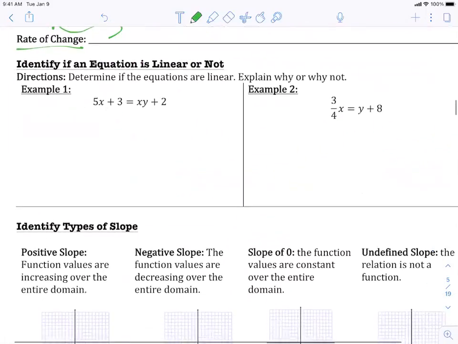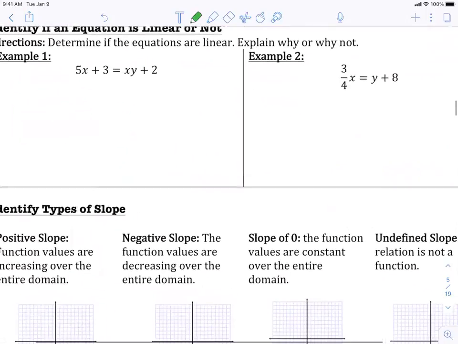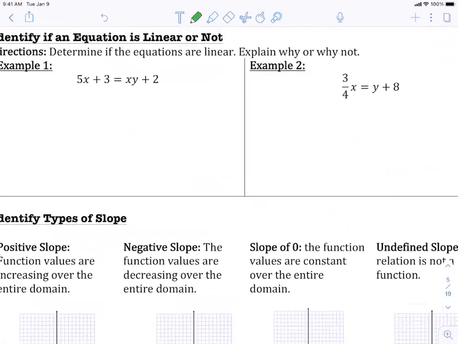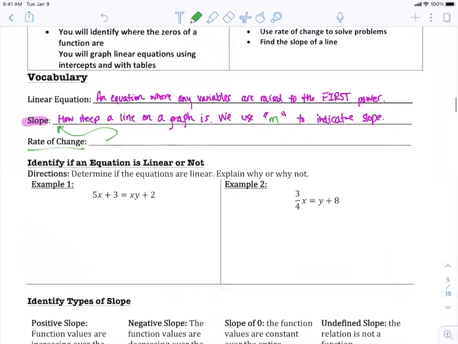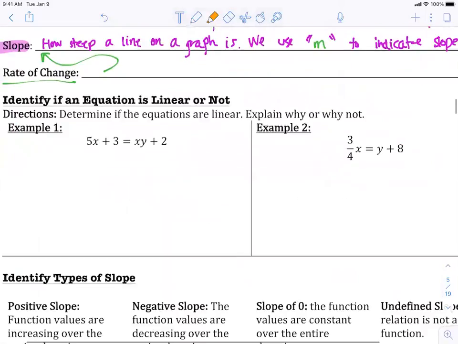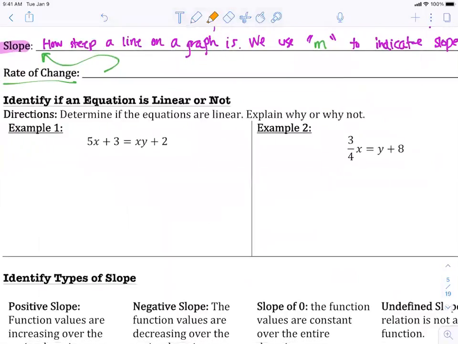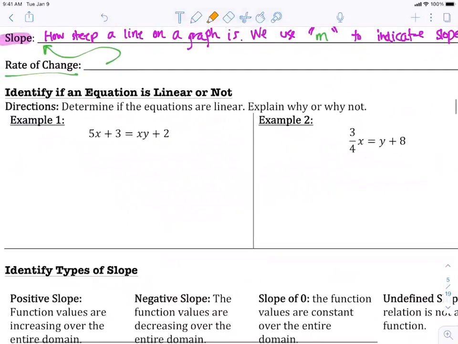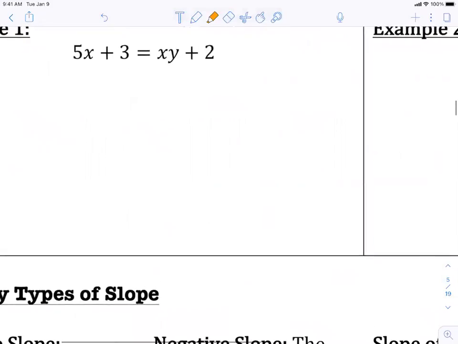So we're going to start off by looking at a couple of examples and determining whether each is a linear equation or not. When it comes to something being linear, yes, the variables are raised to the first power, but it sometimes involves a little bit more than just that. X and Y also have to be separate. What I mean by that is you can't be multiplying an X by a Y.